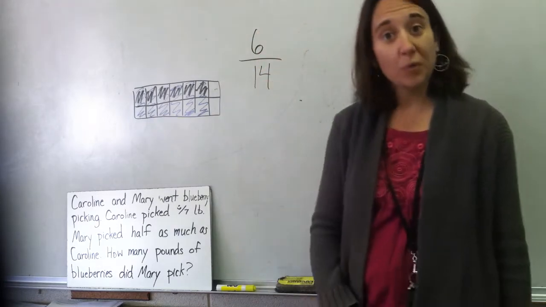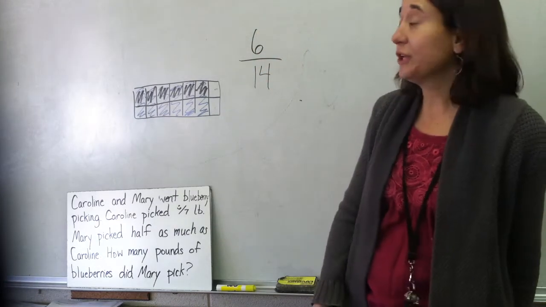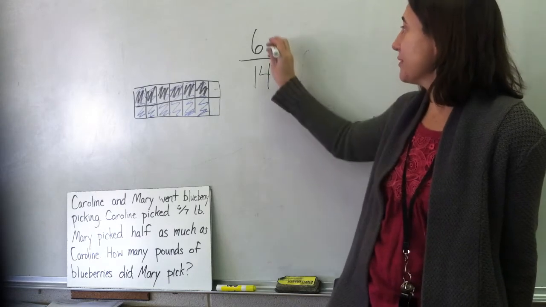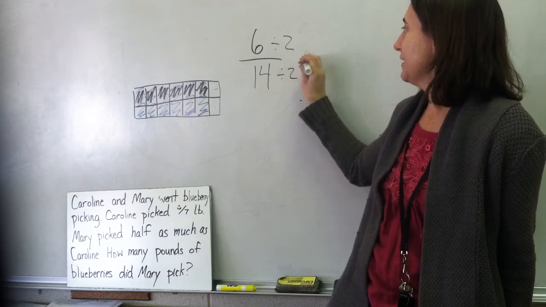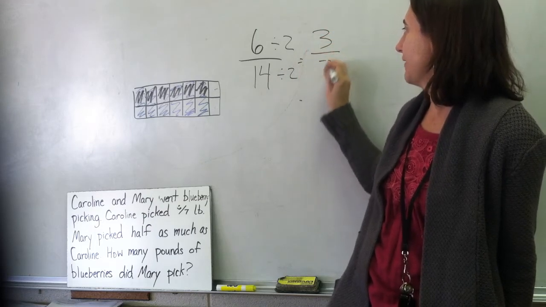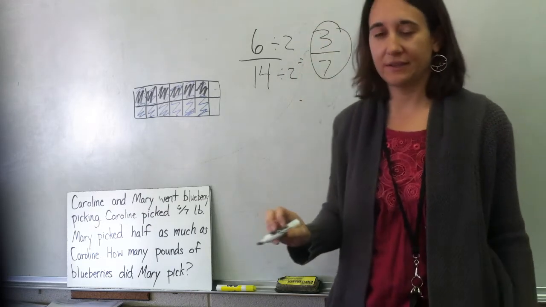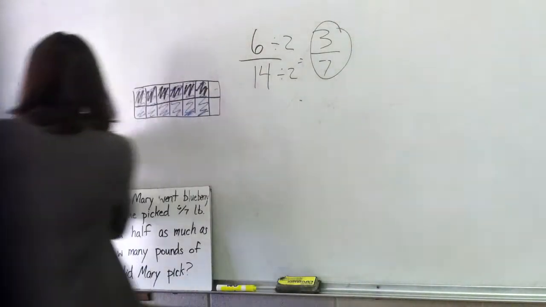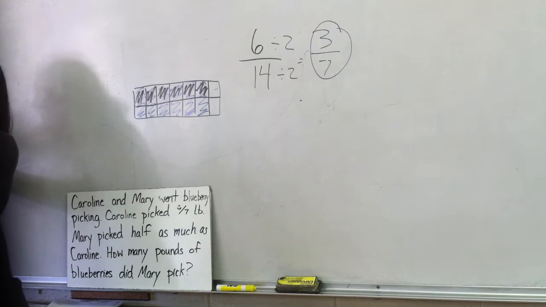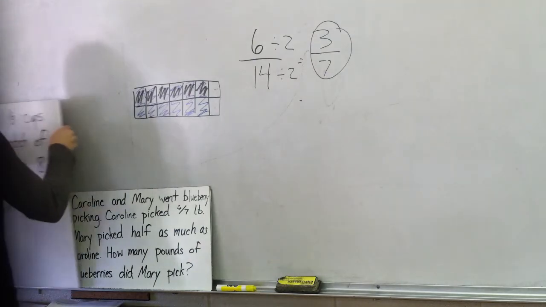Is this in simplest form? Hopefully you see that these are both even numbers and can both be divided by 2, and we end up with 3/7. 3/7 is our answer. Okay, one last one we're going to do together, that's already written down for you.